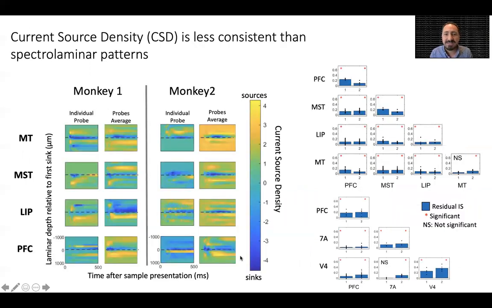We then compared the consistency of CSD patterns across probe recordings to that of spectrolaminar patterns. We obtained CSD for all individual probe recordings and their area averages and computed image similarity between CSD images. For all comparisons within and between areas, monkeys, and studies, image similarity was drastically lower between CSD images than spectrolaminar images. These results show that the spectrolaminar pattern is more consistent than CSD.